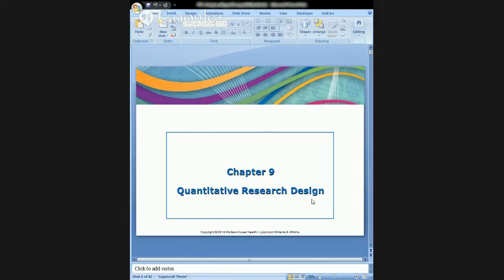So in this presentation, we're going to look at key features of quantitative research design. We're going to differentiate between experimental, quasi-experimental, and non-experimental designs. We're going to talk about confounding variables. We're going to look at cross-sectional versus longitudinal data collection and studies. And we're going to talk some about the validity of research designs.